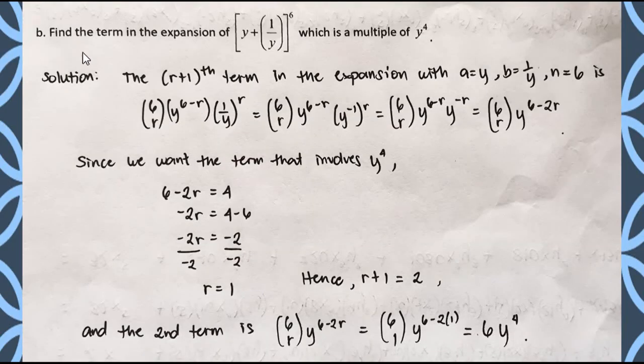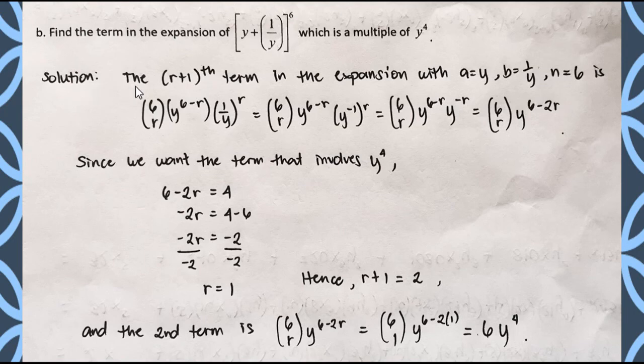Last one. Find the term in the expansion of y plus 1 over y quantity to the power of 6, which is a multiple of y to the power of 4. Okay, this time atong pangitaon ang term. Given ta ani nga binomial. So, y here is a, 1 over y is b, then we have n nga 6.